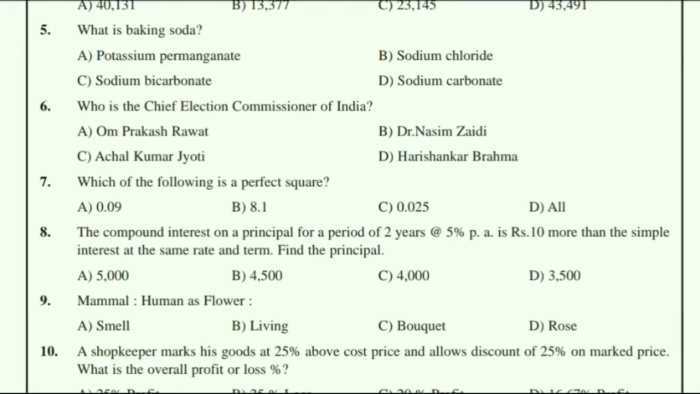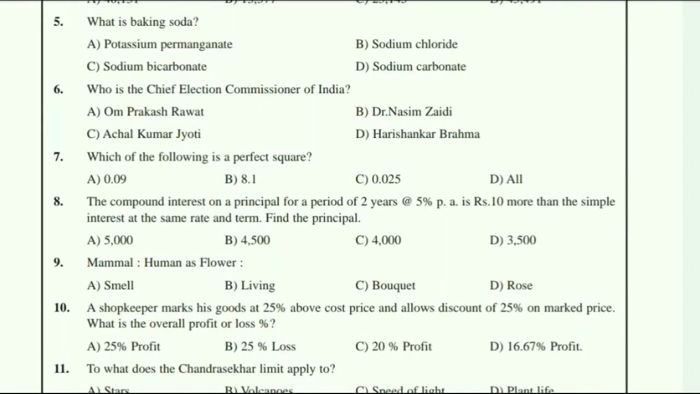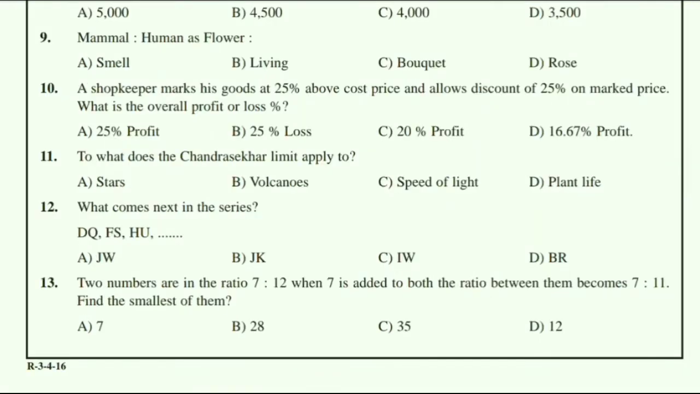Mammal is to human as flower is to. Mammals are nothing but warm-blooded animals. Example of mammal is human, and similarly flower example is rose. A shopkeeper marks his goods at 25% above cost price and allows a discount of 25% on market price.